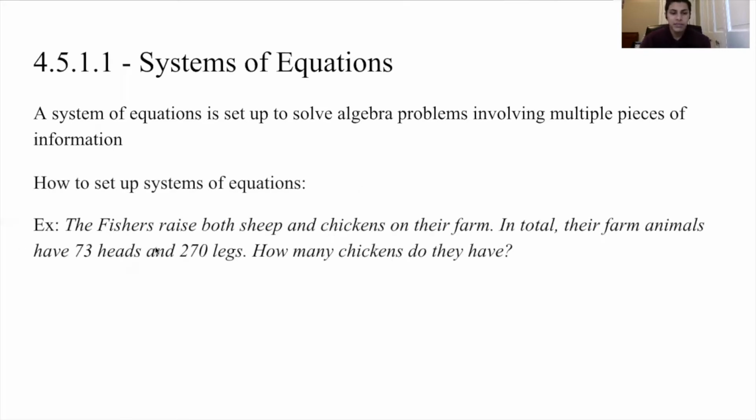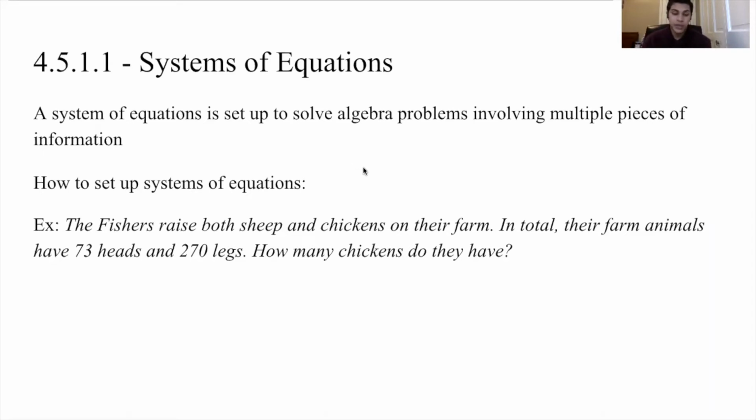We have an example question here that says, the Fishers raise both sheep and chickens on their farm. In total, their farm animals have 73 heads and 270 legs. How many chickens do they have? Now, the difference between this question and other types of questions you may have looked at in algebra previously is that you actually have multiple pieces of information that require you to set up multiple equations to solve it. And it's in a word problem.